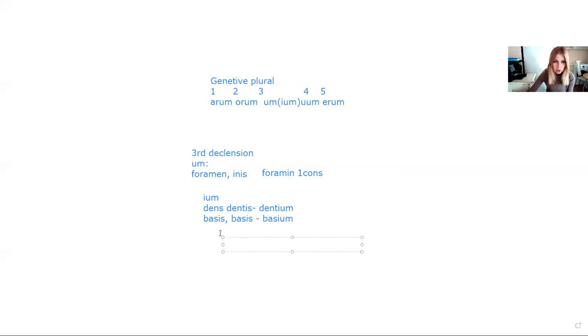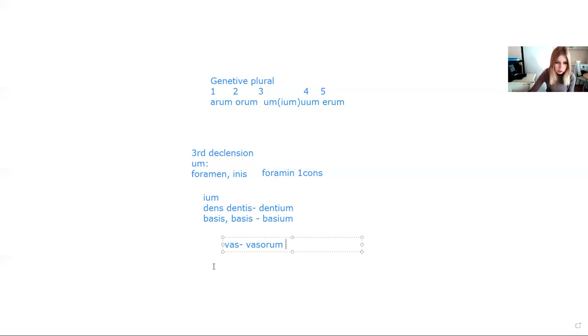What else should I mention? There are some exceptions. Vas is a vessel. As you remember, it's a noun of third declension, neuter gender, but however, in genitive plural, it declines like a noun of second declension. Vas will be vasorum, because it is an exception. Vasorum. Pay attention to this.